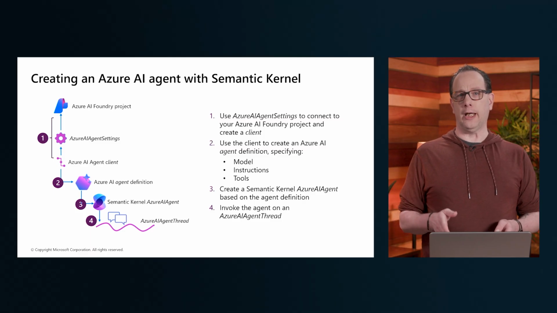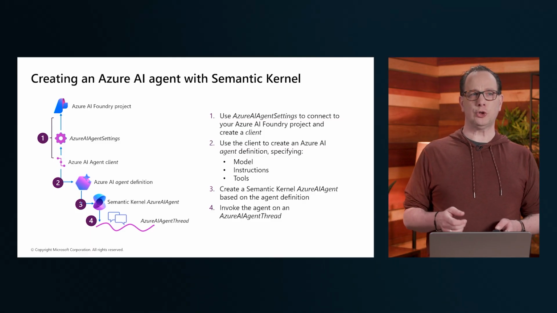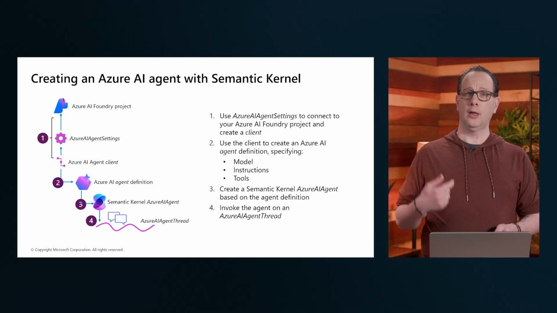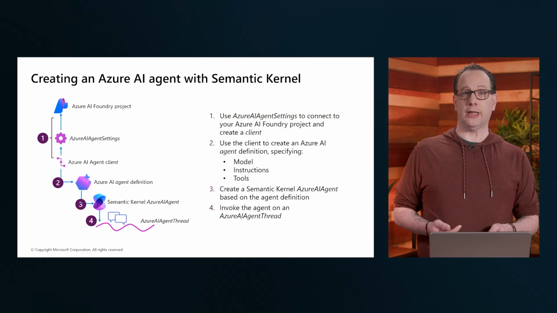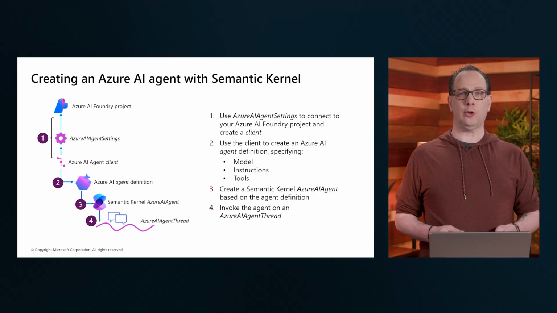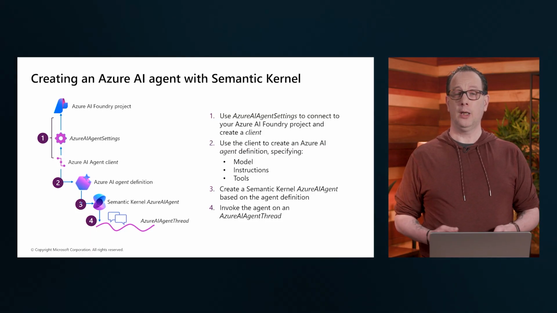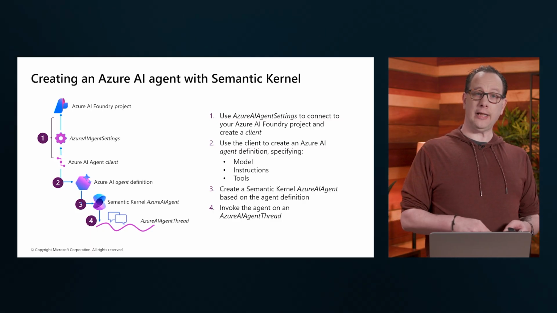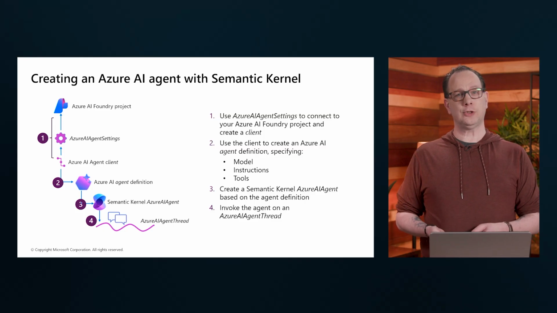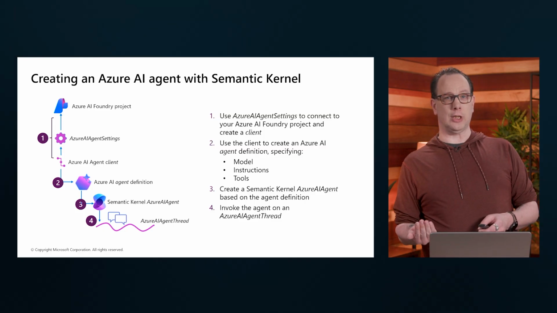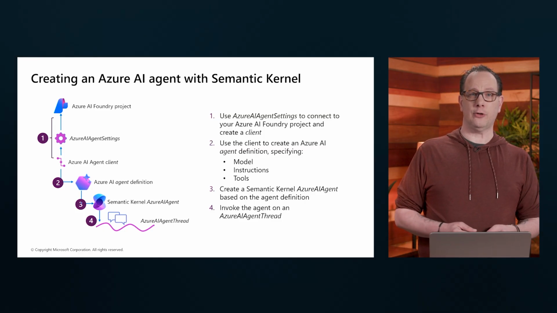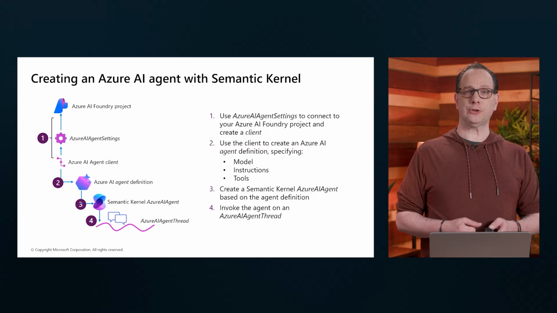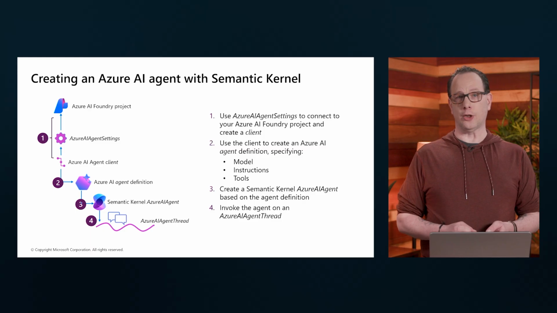Now, to use an Azure AI agent, you would start with creating an Azure AI Foundry project. From there, you would add the project connection string to your Semantic Kernel application code, followed by creating an Azure AI Agent settings object. Next to that, creating the Azure AI Agent client, creating an agent definition on the agent service provided by the client, and then last, creating an agent based on that definition.